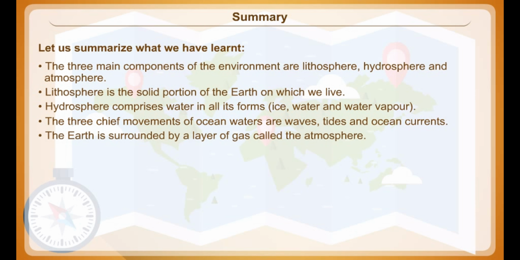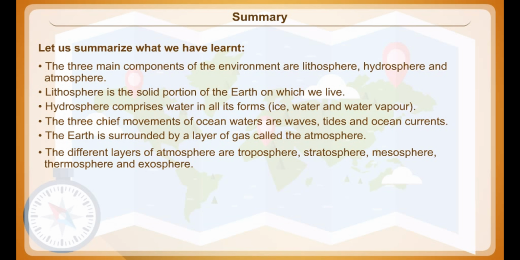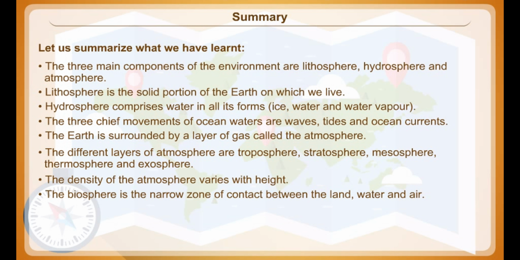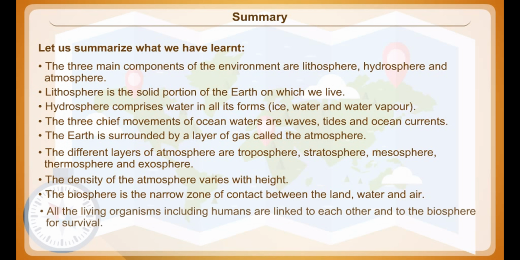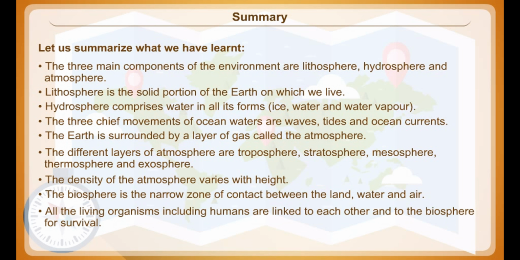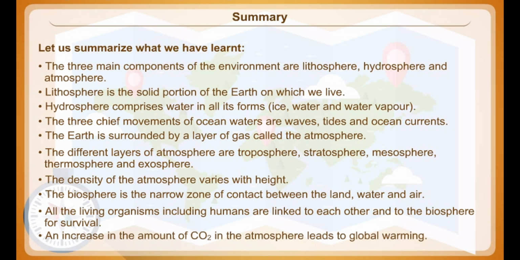The Earth is surrounded by a layer of gas called the atmosphere. The different layers of atmosphere are troposphere, stratosphere, mesosphere, thermosphere, and exosphere. The density of the atmosphere varies with height. The biosphere is the narrow zone of contact between the land, water, and air. All the living organisms, including humans, are linked to each other and to the biosphere for survival. An increase in the amount of CO2 in the atmosphere leads to global warming.